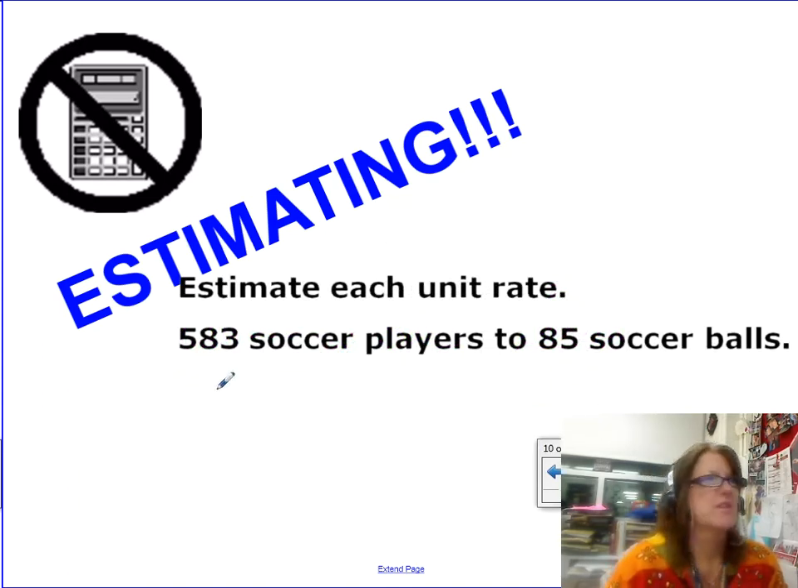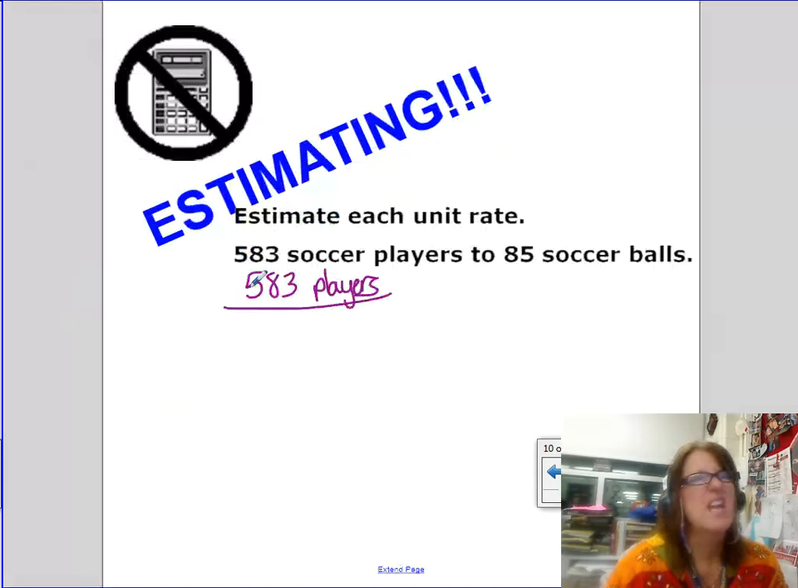Let's see. How about this one? 583 players, and then we've got 85 soccer balls.